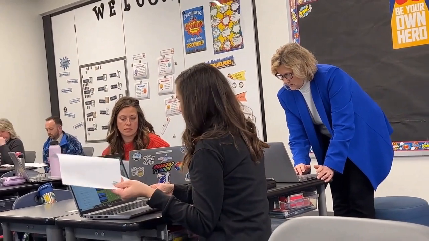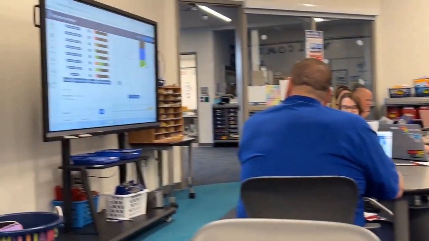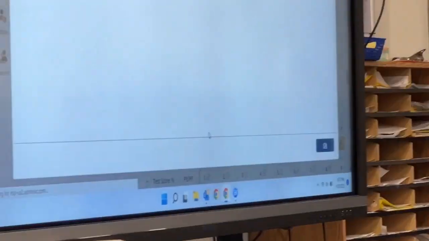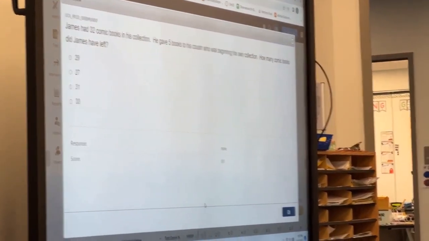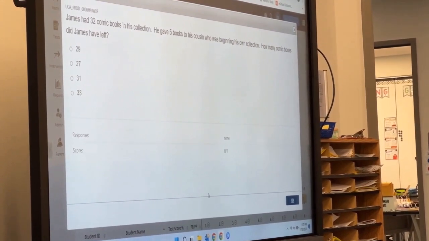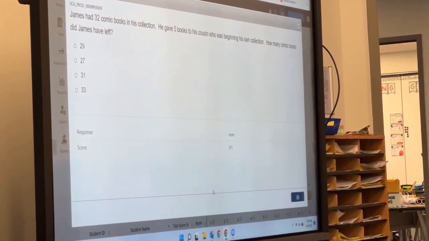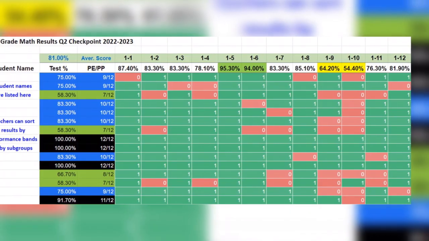So for instance, they did great on question 1. If you want to review this with students, it's that arrow. It looks like a play button. If you click on that, it will bring up the question. Now they did great on this. Here's the question. Here are the answer choices that the students had. The students performed 88% on this particular question.